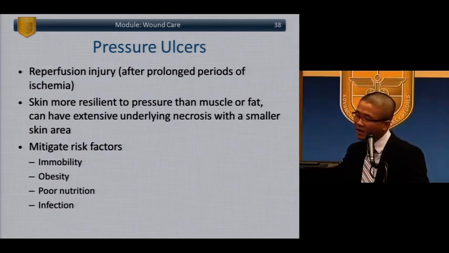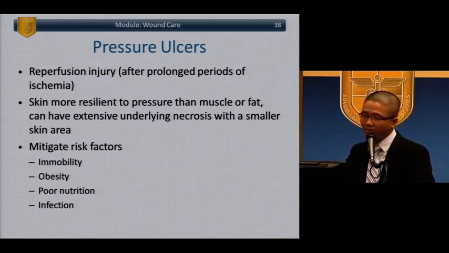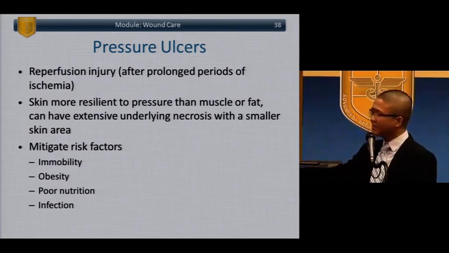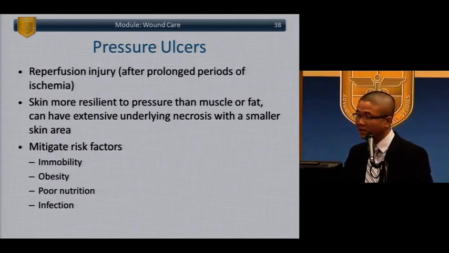So how do we mitigate? What are risk factors that we can potentially mitigate? Well, immobility, right? Particularly our obese patients, when they're in the ICU, they're on the ventilator, we turn, right? Some patients have those beds that have those pressure waves that come through, or get them out of bed so they don't have immobility. Obesity clearly is a risk factor for this.